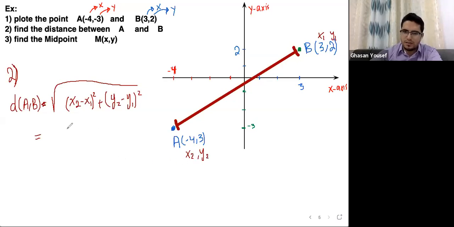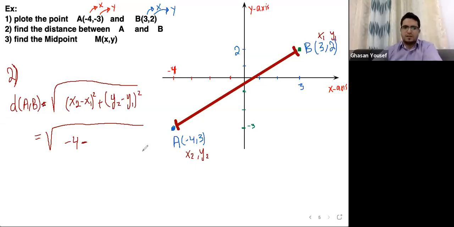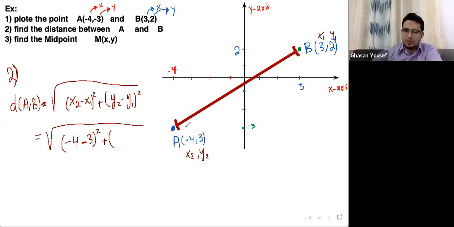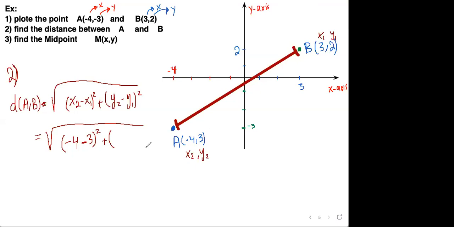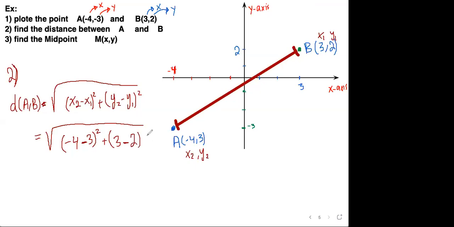So x2 is minus 4, right? Yes. Okay, minus 4 minus what? Minus 3. Okay, go ahead. Plus y2, minus 3 minus 2. Y2 is this one, right? 3, yes. Minus what? Minus 2. Okay, square. Now, simplify this one.